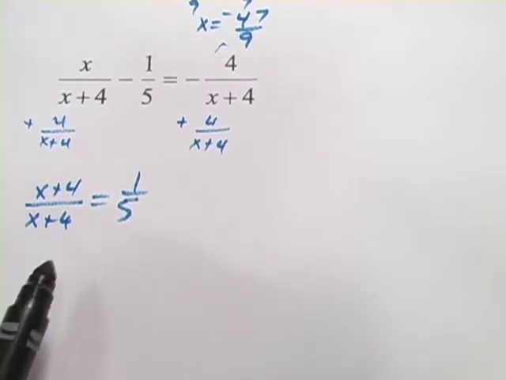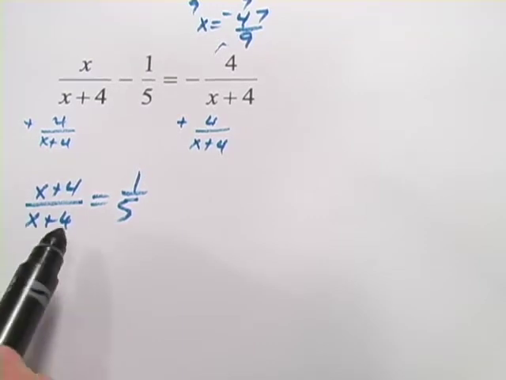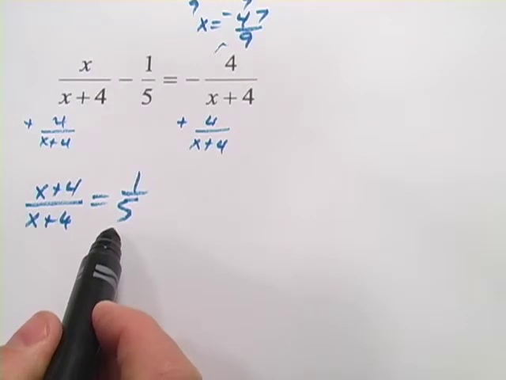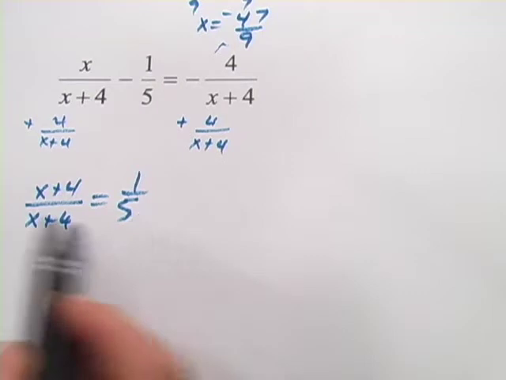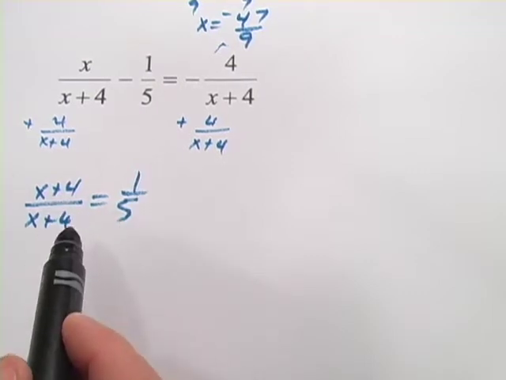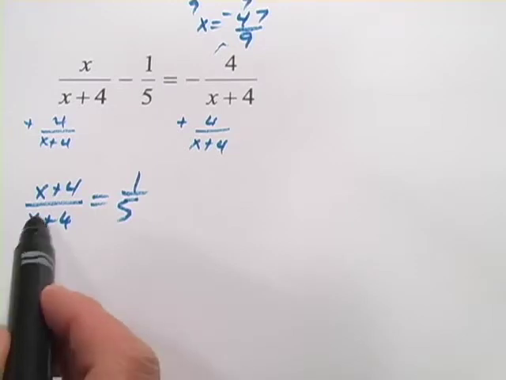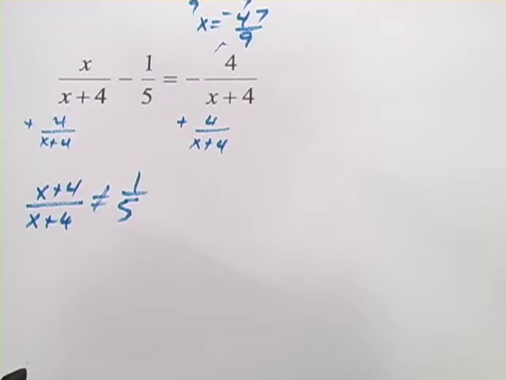And hopefully this looks a little strange to you, because x plus 4 over x plus 4, well, that equates to the number 1, and 1 does not equal 1/5. And if you're thinking that, you're on the right track. This whole equation doesn't make sense, and actually there is no solution that's going to satisfy this. So when you see 1 equals 1/5, you know that's not right, and you've got no solutions there.